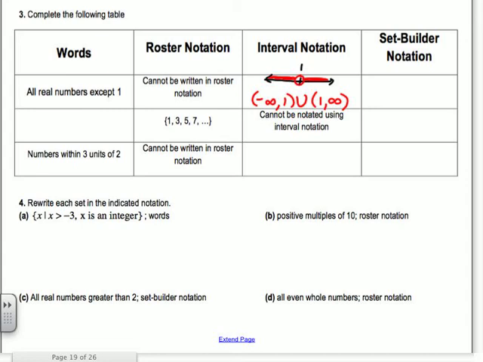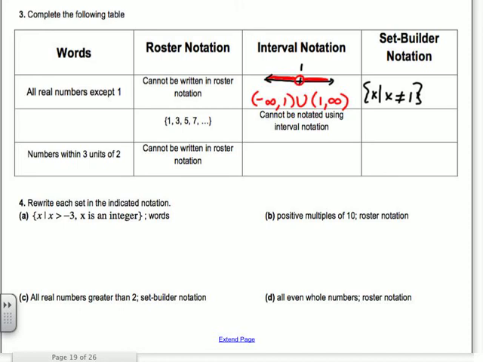Set builder, like I said, is really the easiest, even though it looks weird. There are all kinds of things that you could say for this. So what's the best thing to say? x such that x is not equal to 1, right? Now, if you wanted to be more precise, I would assume that you're talking about real numbers, but you could say x is not equal to 1, x is an element of the reals, and that would be more precise.